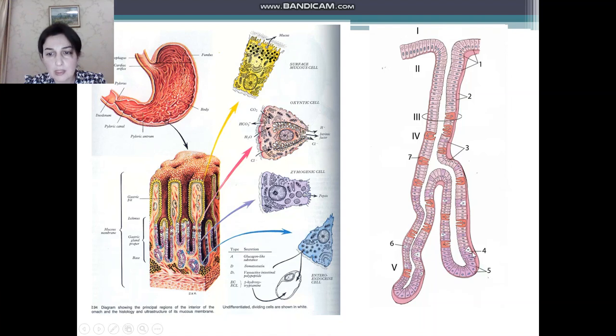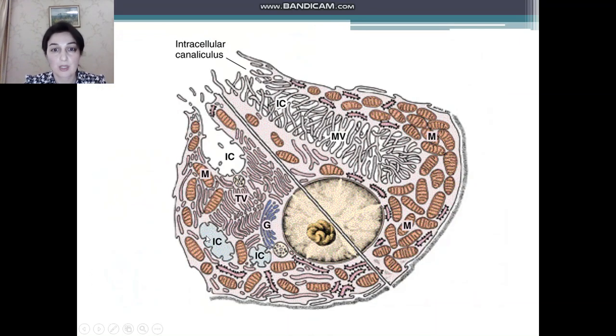The open type of cell, which has a connection with the lumen of the gland, and the closed type. Both of them may produce their hormones into the blood circulation, into the blood capillaries here, or into the surrounding tissue. So these hormones may have a paracrine effect or an endocrine effect.